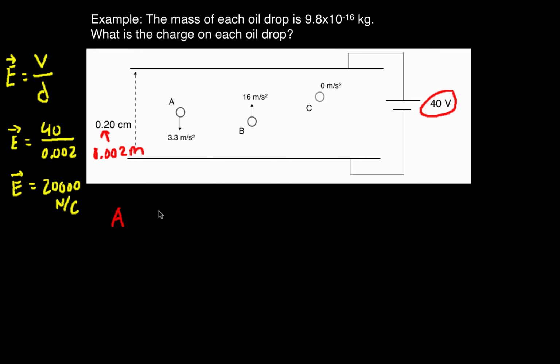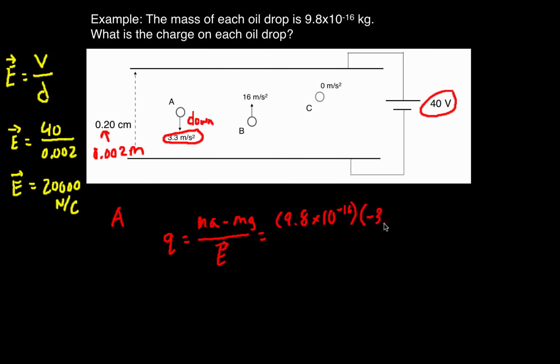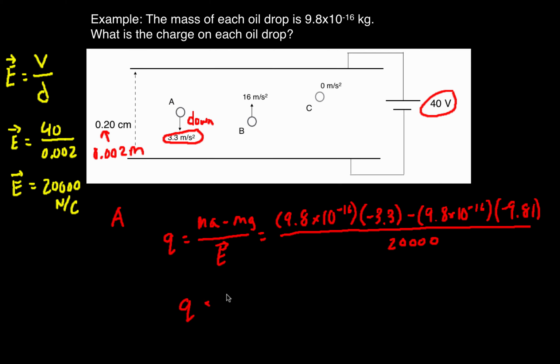We'll start by looking at oil droplet A first. The charge on the oil droplet is equal to ma minus mg divided by electric field. This is the mass of the oil droplet, which is 9.8 times 10 to the minus 16, multiplied by the acceleration of the oil droplet. Since the oil droplet is accelerating downwards, the acceleration is negative 3.3 meters per second squared, minus the force of gravity, which is again mass, 9.8 times 10 to the minus 16, times negative 9.81. Make sure you put the negative in for the negative 9.81 because the acceleration due to gravity is down. This is all divided by the electric field strength, which is 20,000, which gives us a Q equal to 3.1899 times 10 to the negative 19 coulombs.